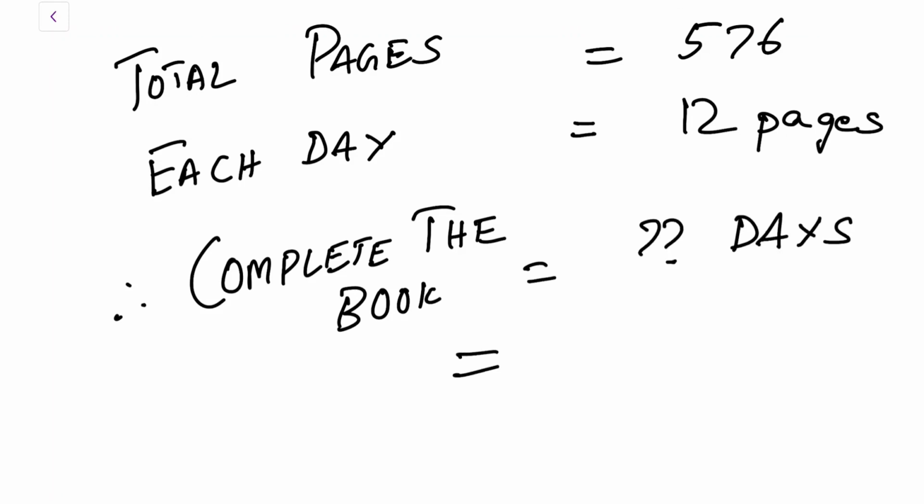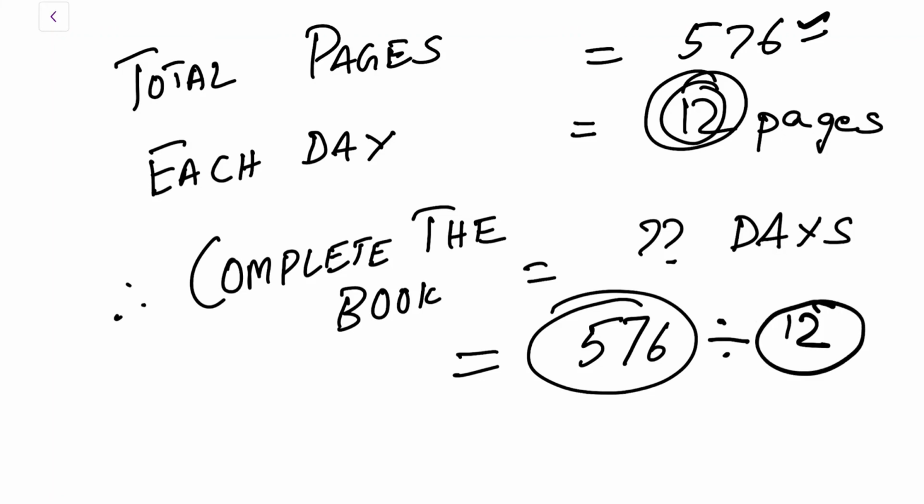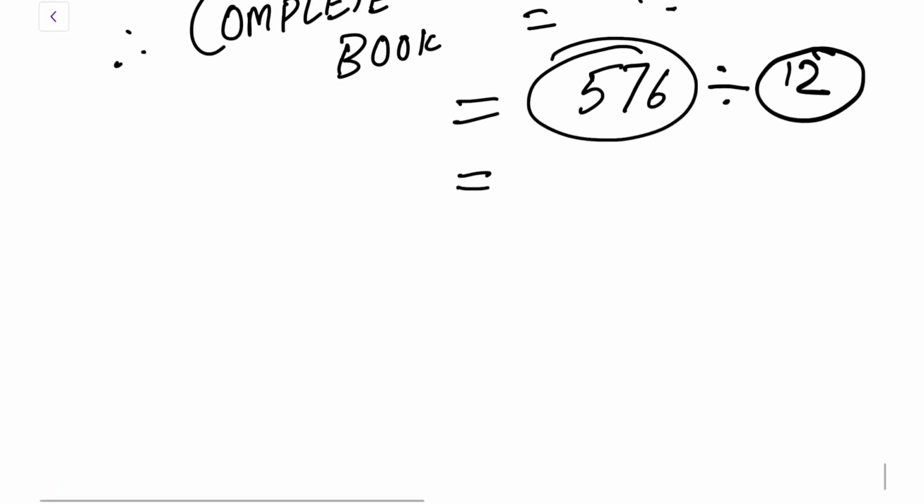How do we do this? In total, pages are 576. Each day he is reading 12. So, how many days will you need to complete the book? That's right. You just have to take the total number of pages and divide it by how many pages he reads each day. Remember, total by each day. That's how you get the total number of days needed to complete the book. So, this is 576 divided by 12.